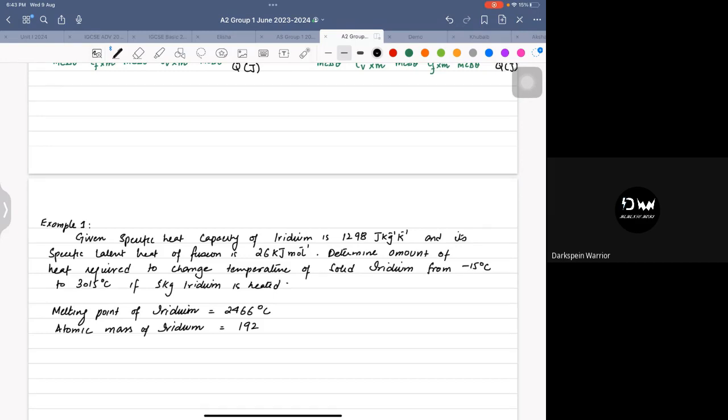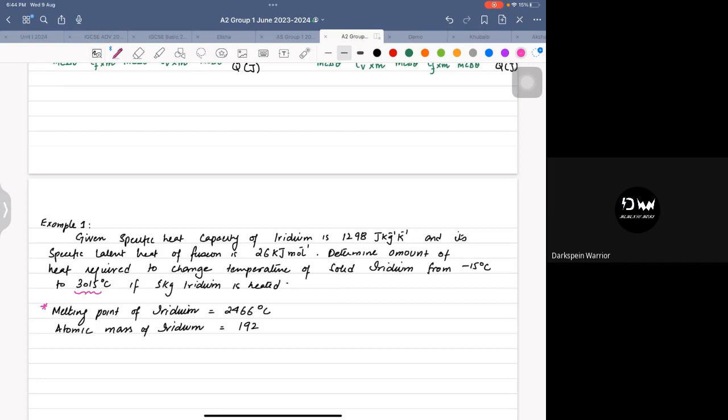Now, obviously, you have to go from negative 15 to 3015. You should also understand in this question that not only is that the range of temperature, but within that there are multiple changes happening. How do I know that? Because melting point is much lower than the final temperature that we got to reach. It means within this whole thing, melting has also taken place. Right.